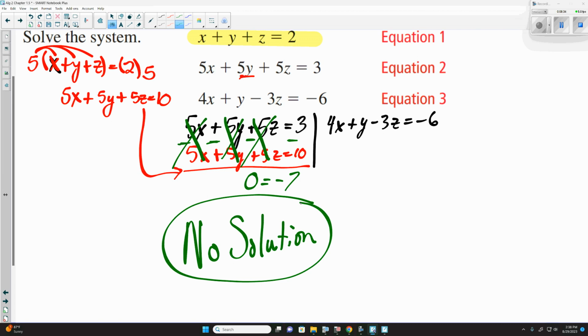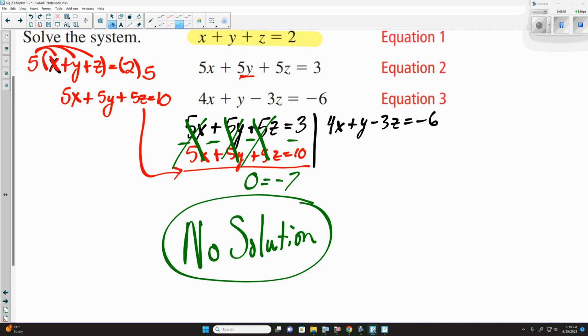Because what that's telling us is the top equation and the middle equation are parallel to each other. They're never going to intersect. And if those two equations are parallel, it means we have no solution, because for us to have a solution, we have to have an intersection of all three. And if two don't intersect, there's no way we'll have a solution. Questions on this here?